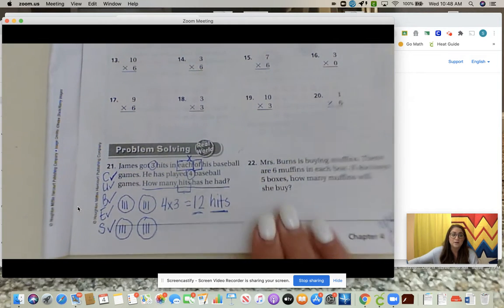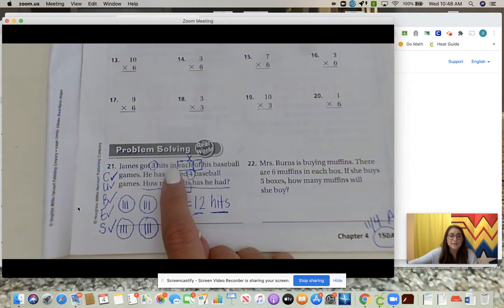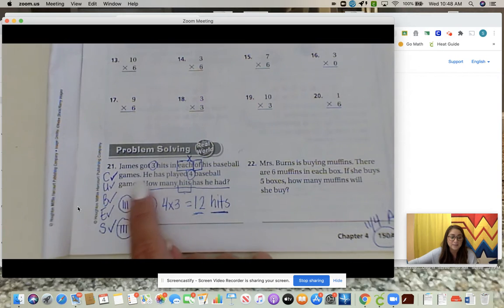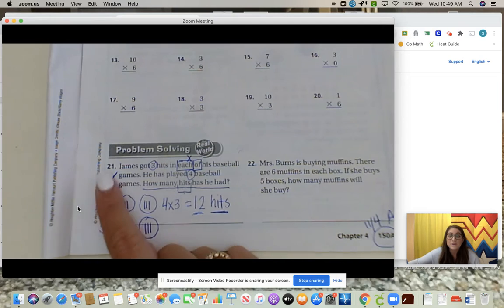Then we solved 21 together. James got 3 hits in each of his baseball games. He has played 4 baseball games. How many hits has he had? We need to use CUBES.